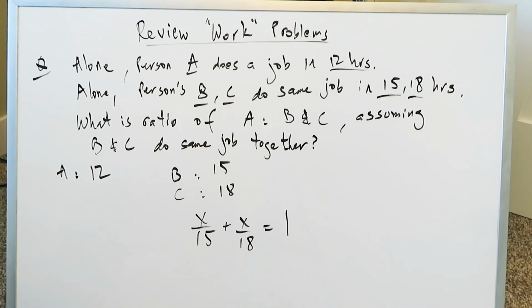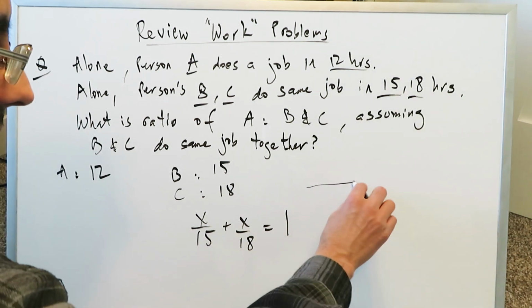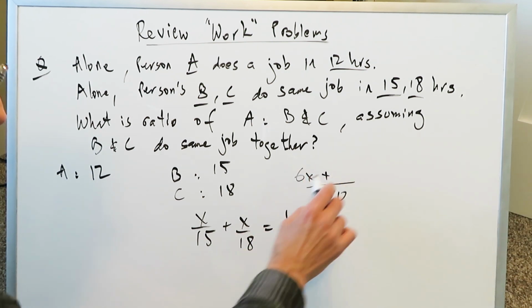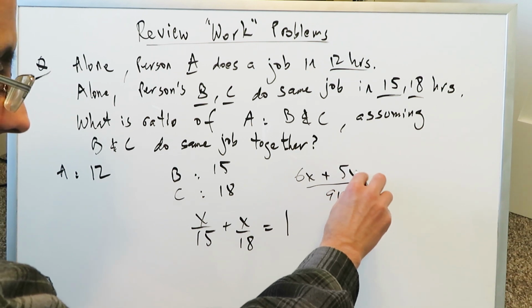From here you can do a common denominator. 15 and 18 would have a common denominator of 90. 15 goes in 90 6 times, you'll have 6x. 18 goes in 90 5 times, you'll have a 5x is equal to 1.